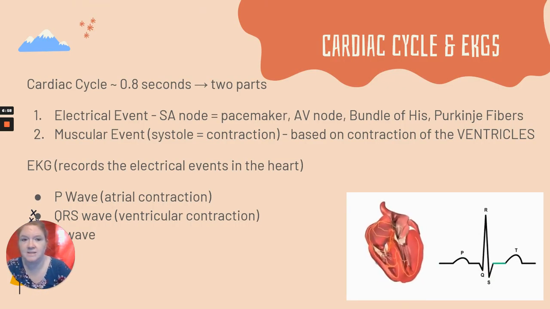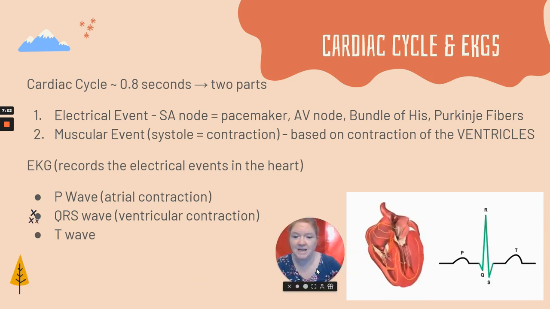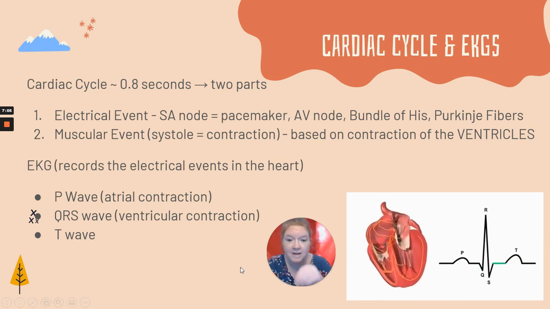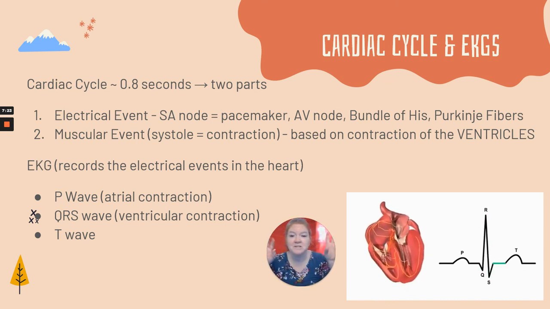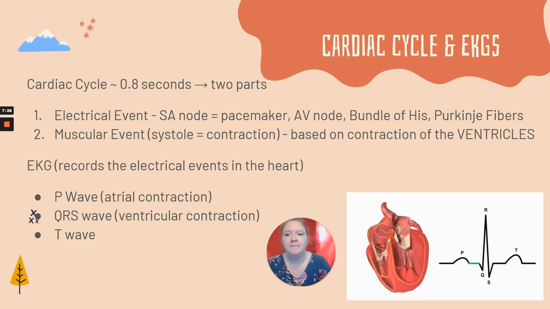So then we did cardiac cycle. Cardiac cycle is about 0.8 seconds. It has two parts: electrical event happening first, then the muscular event. The electrical event has the SA node, which is the pacemaker, to the AV node, which is between the atria and the ventricles, and the bundle of His, which goes down the septum, and then Purkinje fibers to every muscle cell in the ventricle. And then the muscular event is the contraction. So it's based on the contraction of the ventricles. So the electrical event has to happen first.